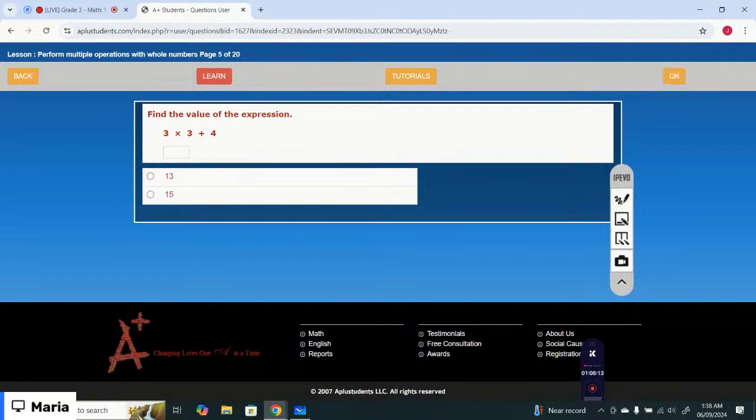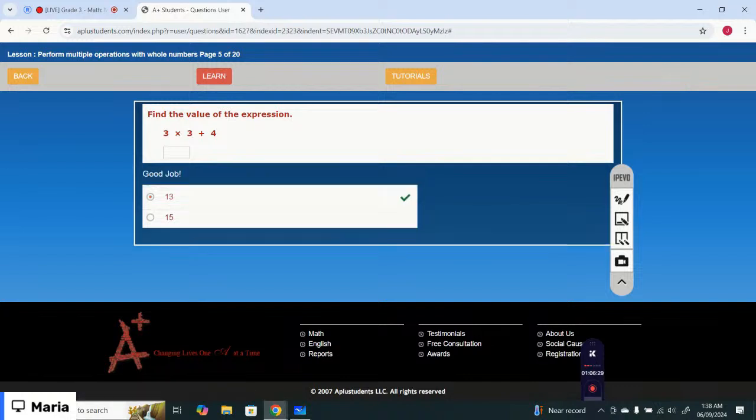Find the value of the expression 3 times 3 plus 4. So which is the correct option? 3 times 3 is 9 and 9 plus 4 is 13. It is again 13. Option number 1 is the correct option.